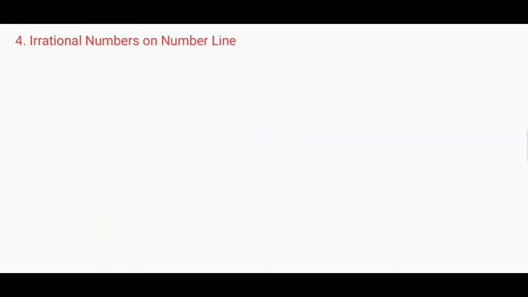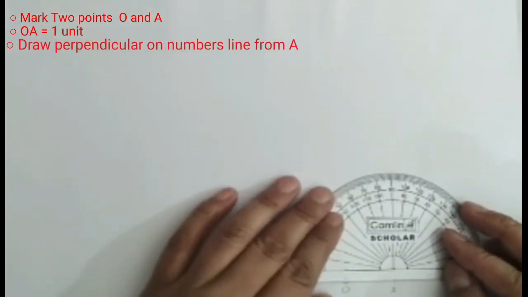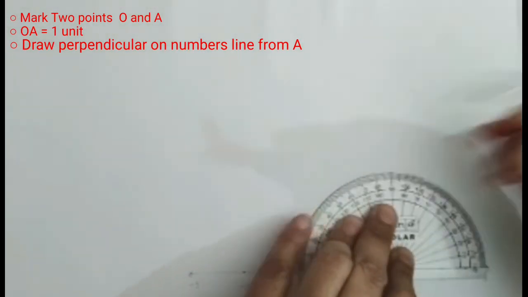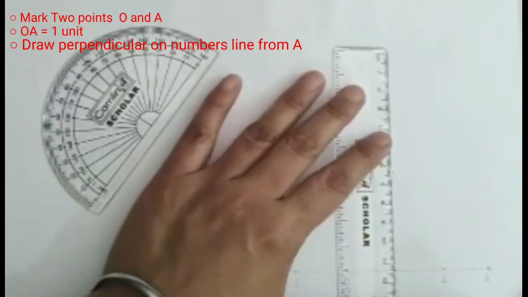Let's represent irrational numbers on number line. First, we'll represent square root of 2 on number line. So for that we need to take some steps. For that I will mark 2 points O and A on number line, such that OA is equal to 1 unit. After that I will draw a perpendicular from A on number line, and this is my perpendicular. Okay, I will join these 2 points.